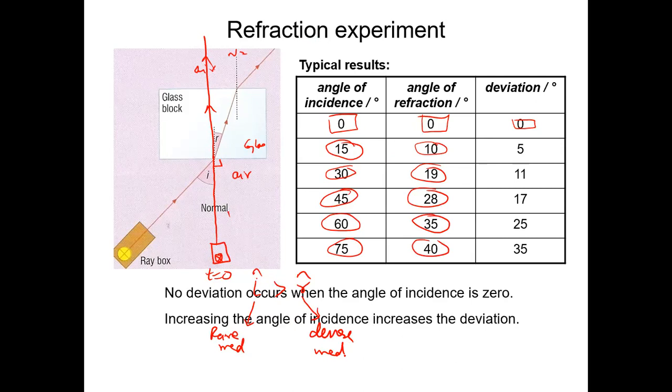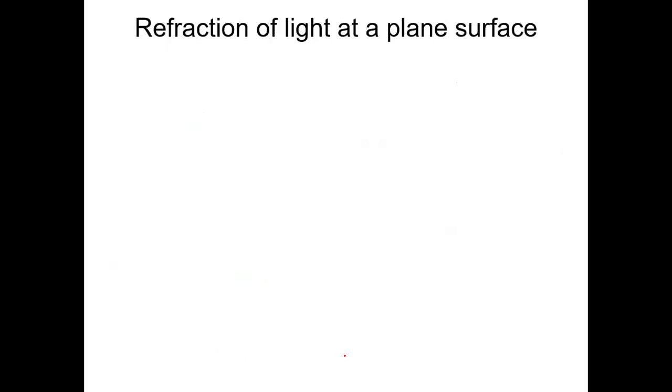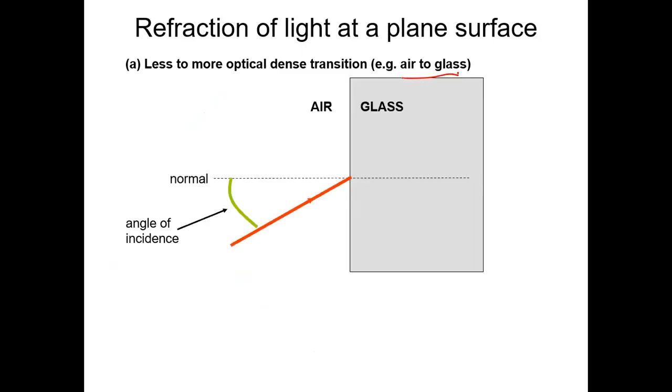Increasing the angle of incidence, of course, increases the deviation. Now we have to look for refraction of light at a plane surface. The first thing is less dense to more dense medium, let's say from air to glass. So let's say light, this is the incident light, and this is the angle of incidence from the normal.